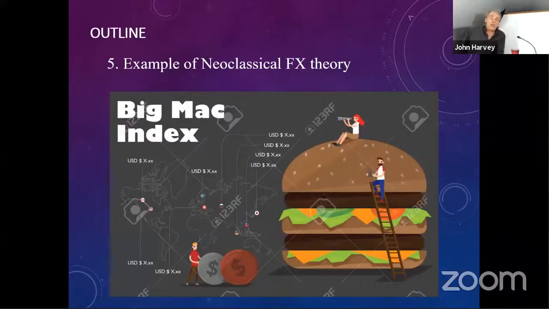Here's your example of neoclassical foreign exchange rate theory, because I wanted to give you something concrete to see what they are doing, what it is they're doing wrong, and is there a theme? And indeed there is a theme to what's not working.